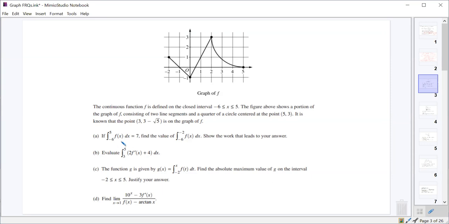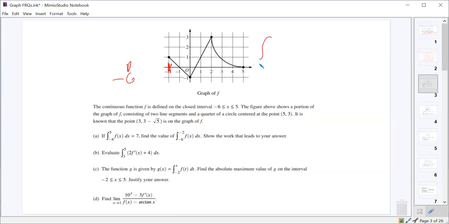All right. They give us a bunch of information here. They give us that this is 2 line segments and a quarter of a circle that is centered at (5, 3). They also tell us that the point (3, 3 minus root 5) is on the graph of f. And then they say the integral from -6 to 5 of f of x dx is 7. Find the value of the integral from -6 to -2. We know that the integral from -6 all the way to positive 5 is 7. We want to know the value from just -6 to -2.